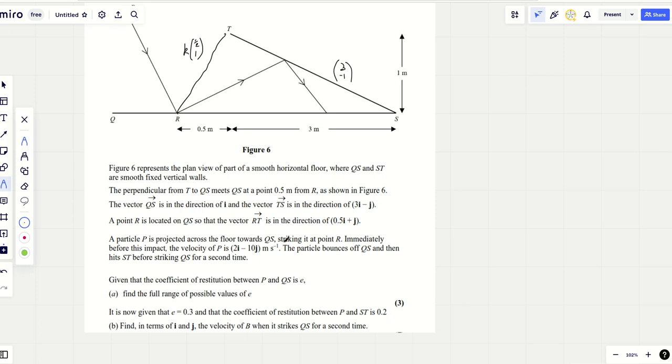The particle is projected across the floor, and so on. The velocity of P is 2i minus 10j just before it hits at R. Okay, and it bounces off, and that's where it's bouncing off, yeah? Before striking QS for a second time. So it bounces off, it strikes ST, then it strikes QS. Now, given that the coefficient of restitution between P and QS is E, find the range of possible values of E. Yeah? What a weird question, eh?